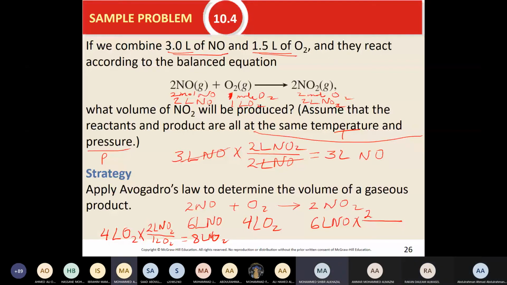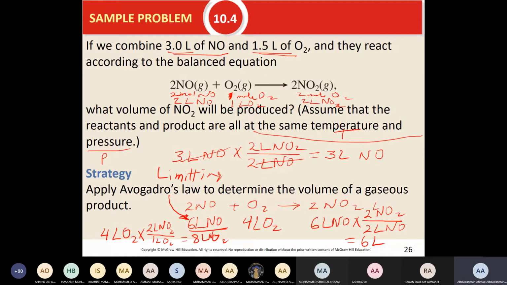6. And the answer is 6 liters. Which one am I going to produce, 8 or 6? Only 6, so we have to choose the 6. Why is that? Because the NO2 in this case is what? Limiting reactant.